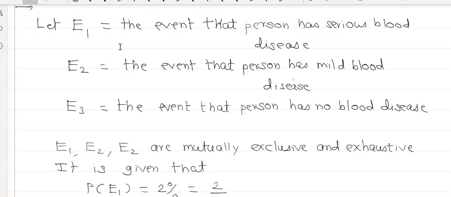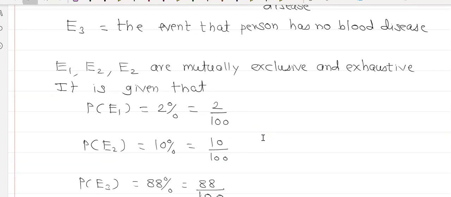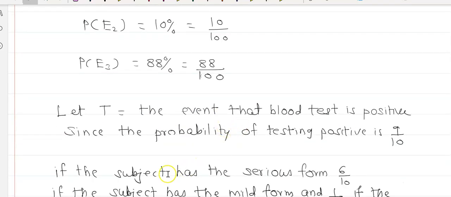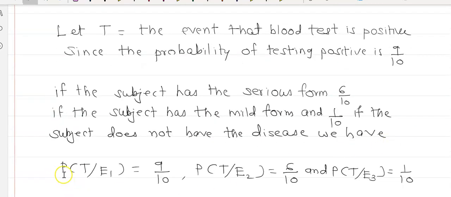Problem: the event E1 is that the person has serious blood disease, E2 mild, E3 no disease. E1, E2, E3 are mutually exclusive and their probabilities are 2%, 10%, 88%. Next, T, the test, has a positive result with probability 9 by 10 if the subject has serious, 6 by 10 mild, and 1 upon 10 for those who do not have the disease. That is, probability of T conditional E1 is 9 by 10, probability of T conditional E2 is 6 by 10, probability of T conditional E3 is 1 upon 10.